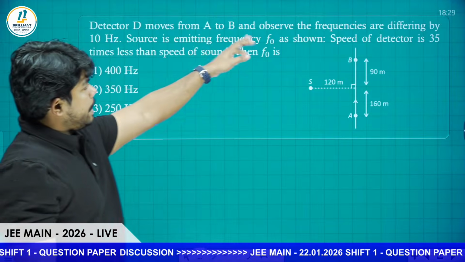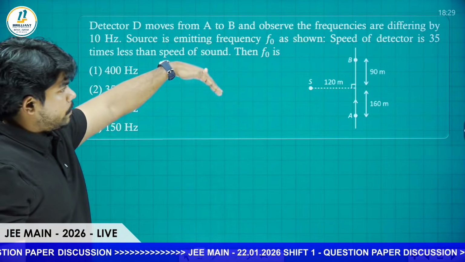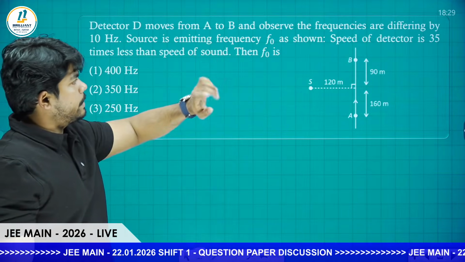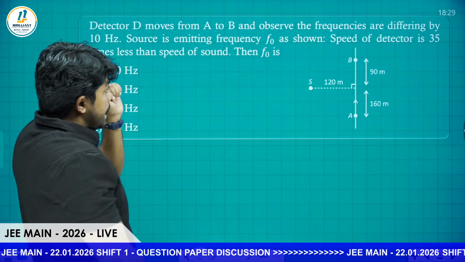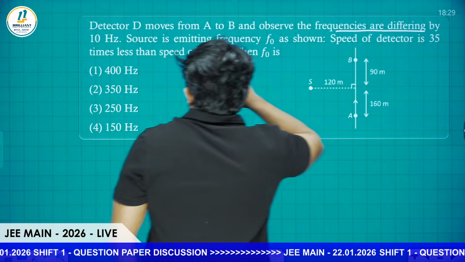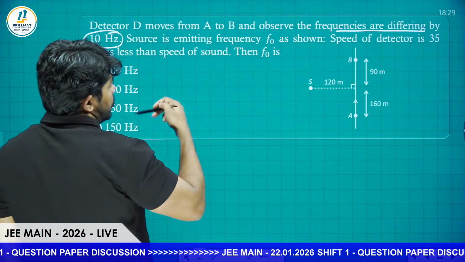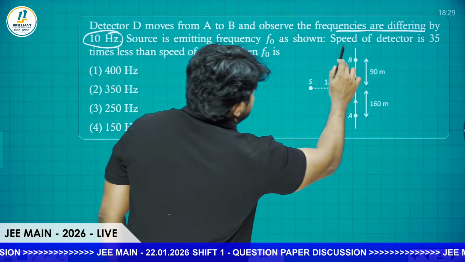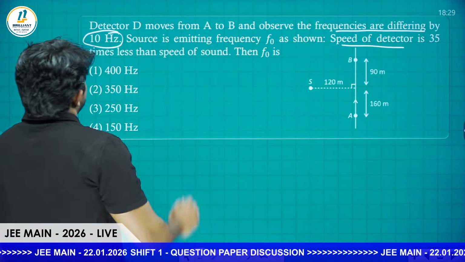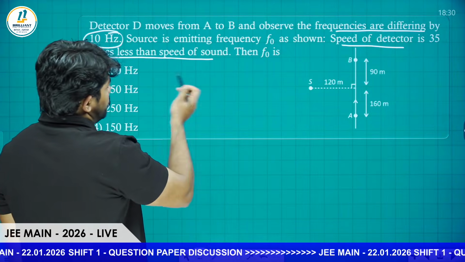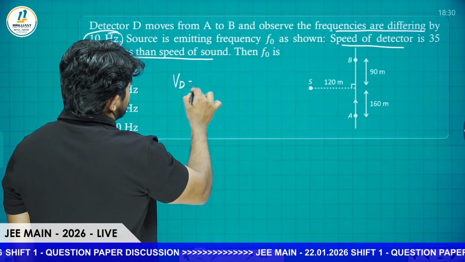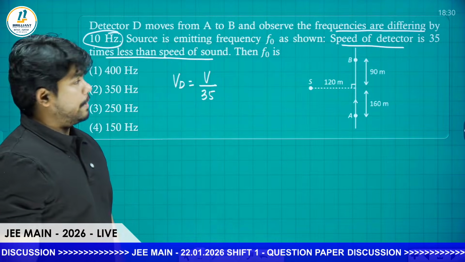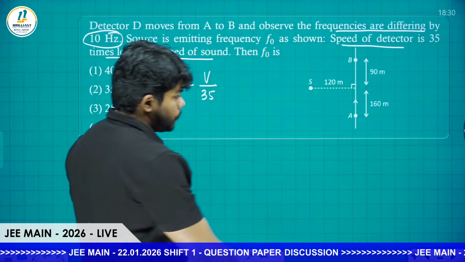And one more thing is given here. A detector moves from A to B, observing. I didn't read the question, but I have explained what the meaning of this question is. Now they are saying that the frequencies differ by 10 hertz. So there is a beat frequency they have given, and that is 10 hertz. The speed of the detector is 35 times less than the speed of sound. That means the detector's velocity is v by 35. We can write it in this way, and also the difference we know.